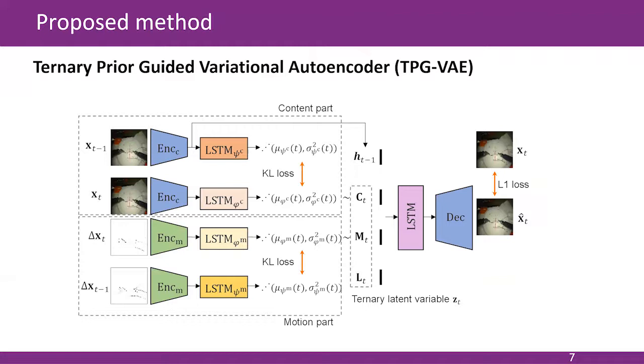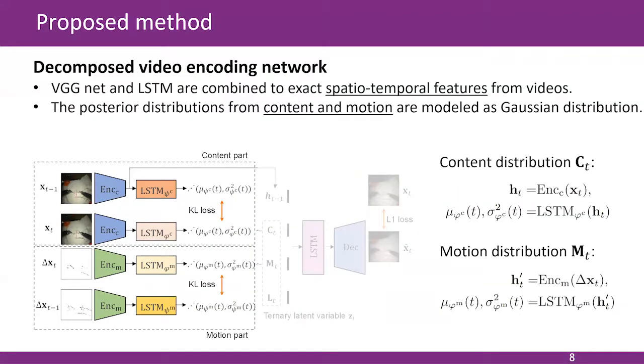In this paper, we propose a ternary prior guided variational autoencoder for robot-assisted surgical videos. Our framework is first composed of a decomposed video encoding network. We use VGGNet and LSTM to extract spatial-temporal features from surgical videos, and we use the posterior latent variables of content and motion at timestamp t to capture the dynamics in surgical videos to facilitate the reconstruction of the original frame x_t, conditioning on observed frames.